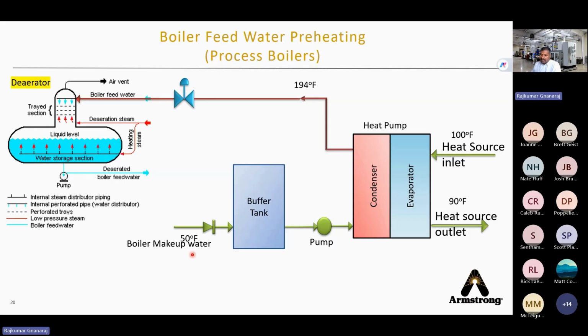Instead of doing that, if there is any waste heat near the boiler house, you can have a heat pump, make use of the waste heat in the heat pump evaporator, and use a condenser to heat the water from say 50 degrees Fahrenheit all the way to 194 degrees Fahrenheit. So the heat pump technology can preheat the boiler makeup water to a higher temperature instead of using steam from the same boiler to preheat the makeup water. So this is another application where we can integrate the heat pump to preheat the makeup water from 50 degrees Fahrenheit to a higher temperature.